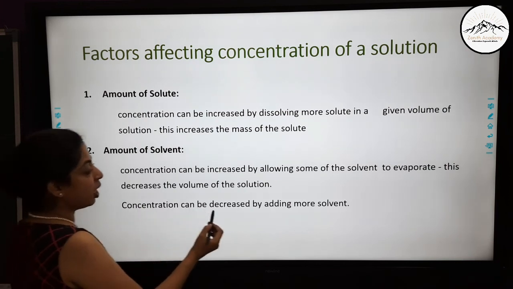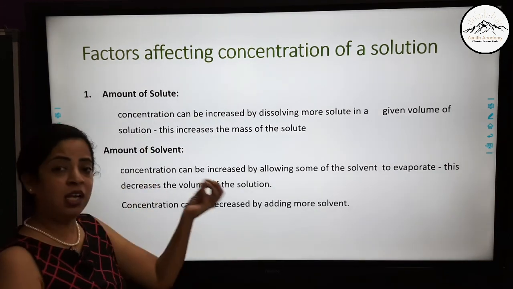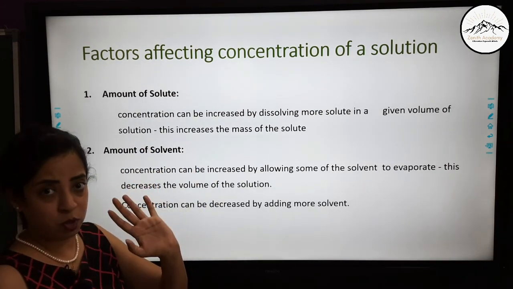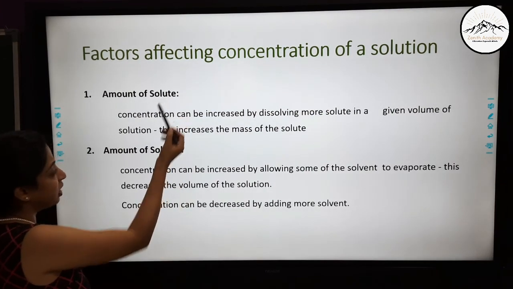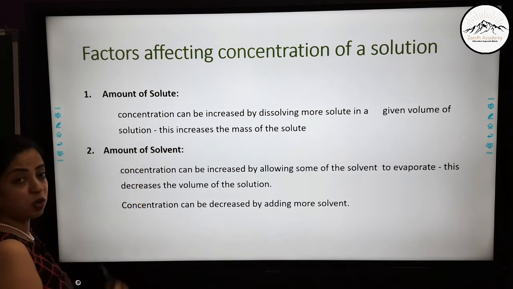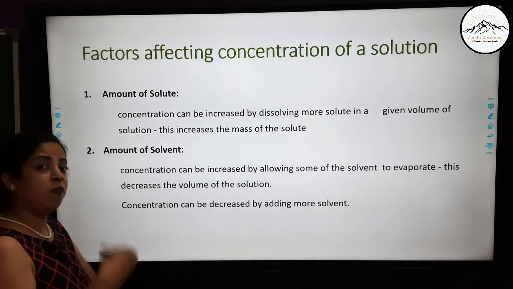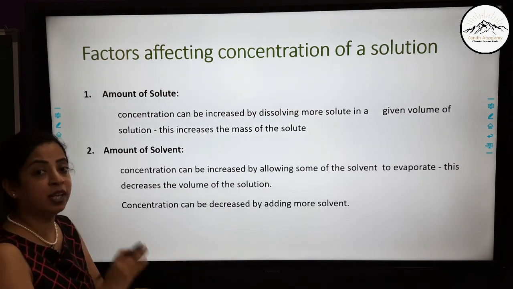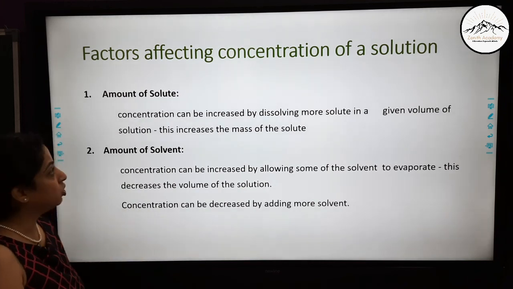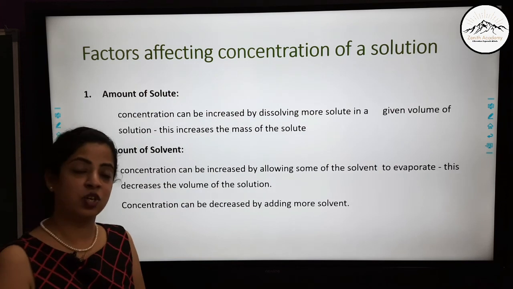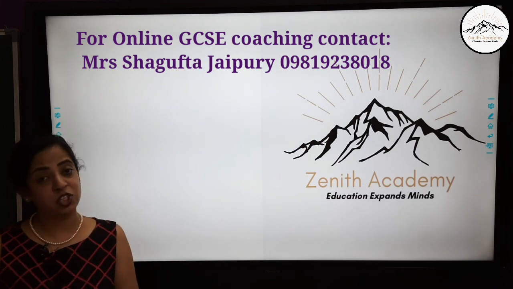Then how can you decrease the concentration? By adding more solvent. Add more water to your rose syrup solution, so the concentration will decrease and it will become dilute. So these are the two factors which affect the concentration of a solution: the amount of solute and the amount of solvent. Remove the solvent by evaporating to make it concentrated, and add more solvent to make the solution dilute. So this is how you can change the concentration of a given solution. This was all about determining concentrations in gram per decimeter cube.